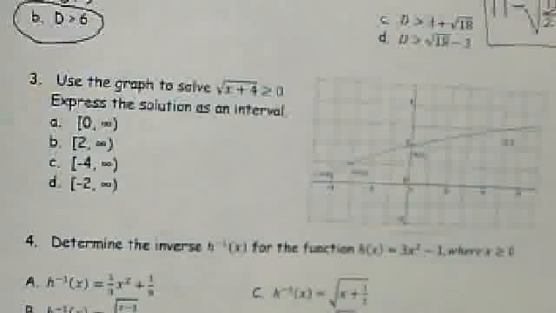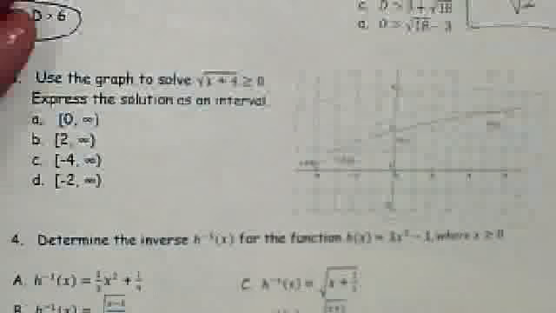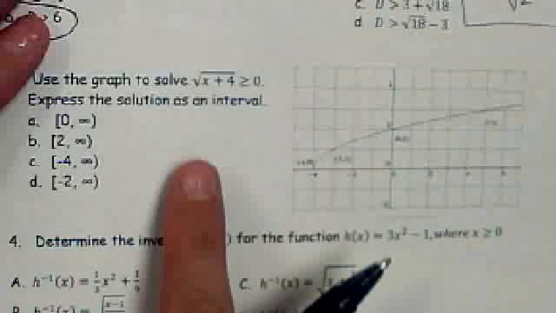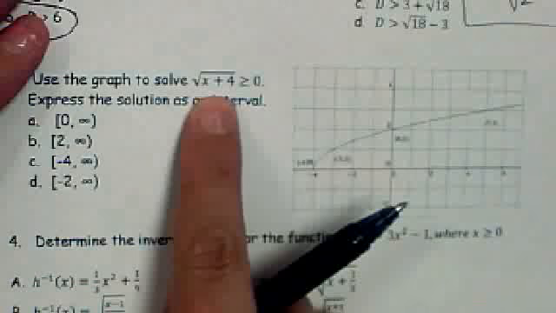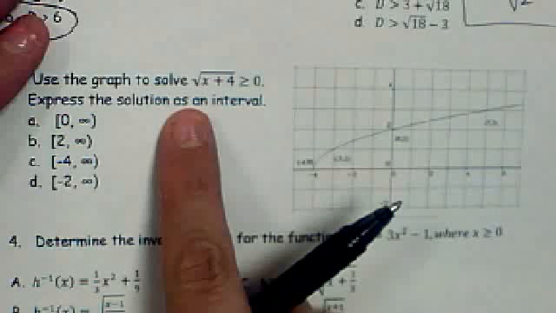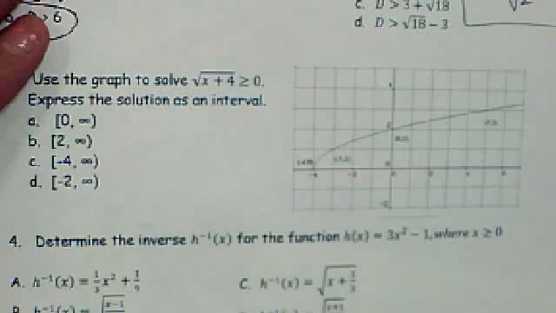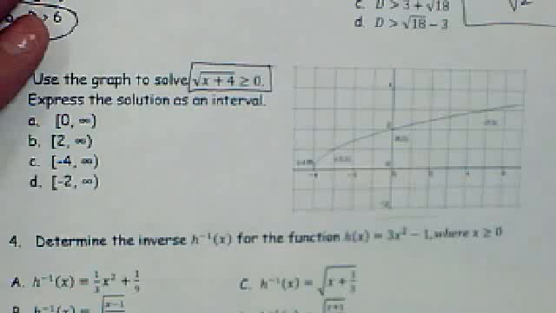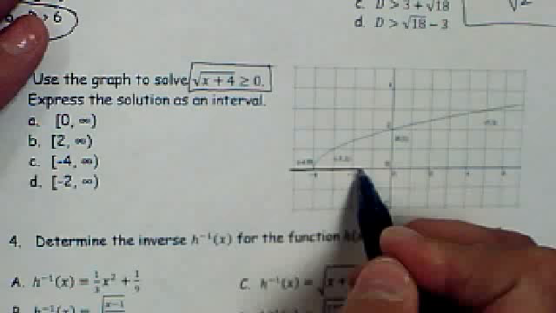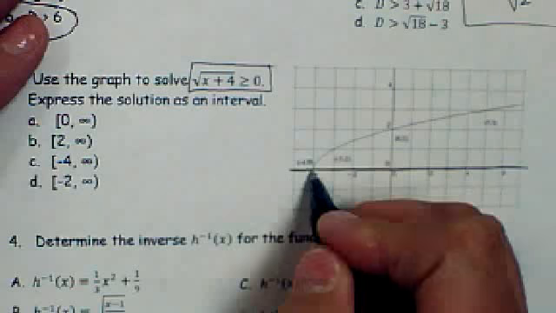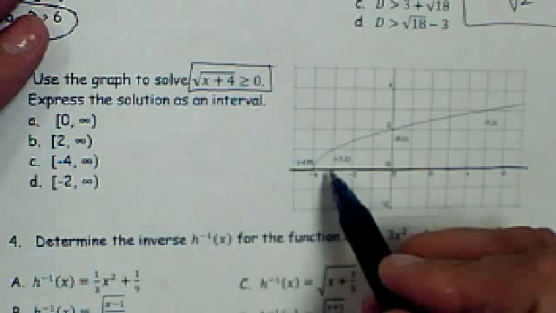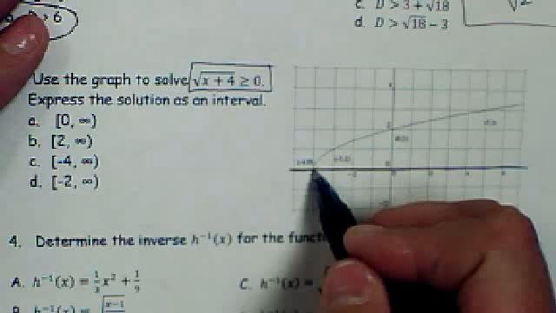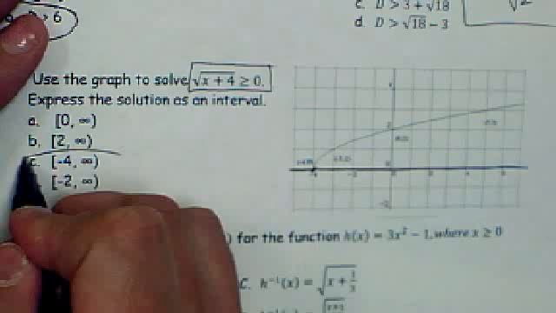Number 3. Number 3 says use the graph to solve the square root of x plus 4 is greater than or equal to 0 and express the solution as an interval. So you have the graph, but you don't have that inequality. So we want that inequality to be greater than or equal to 0. So here's where it's equal to 0. So if we want it greater than 0, it's all the stuff above that line, which means it starts at -4 and goes on to infinity. Answer choice C.